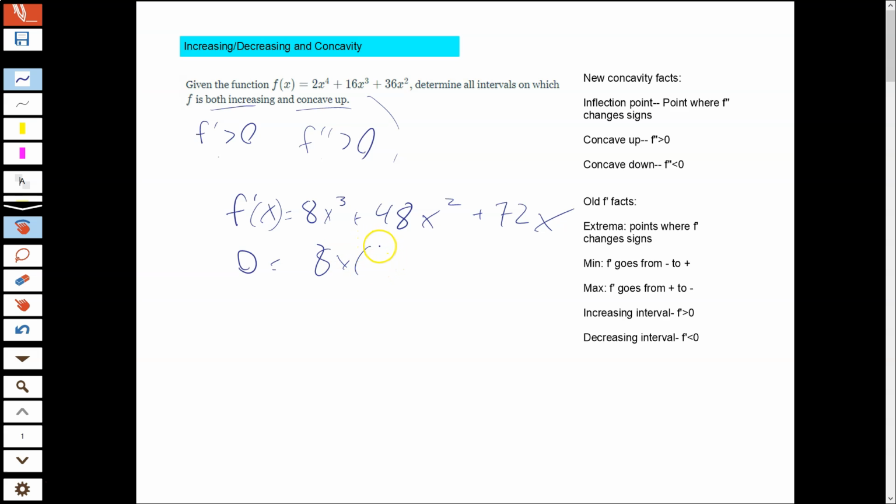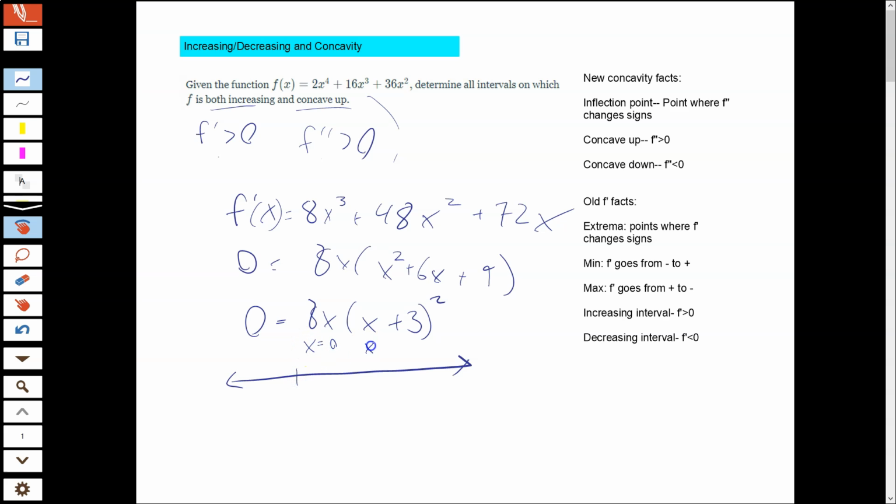Let's see. I can factor an 8x out of all of this, I think. So 8x leaves me x squared plus 6x plus 9, and then 8x, and then I get x plus 3 times x plus 3, right? I'm going to write that as x plus 3 squared equal to 0. I'm going to draw my sign chart, and -3 is one of my zeros, and 0 is one of my zeros, right? So -3 and 0. I'm going to plug a value in from each region.